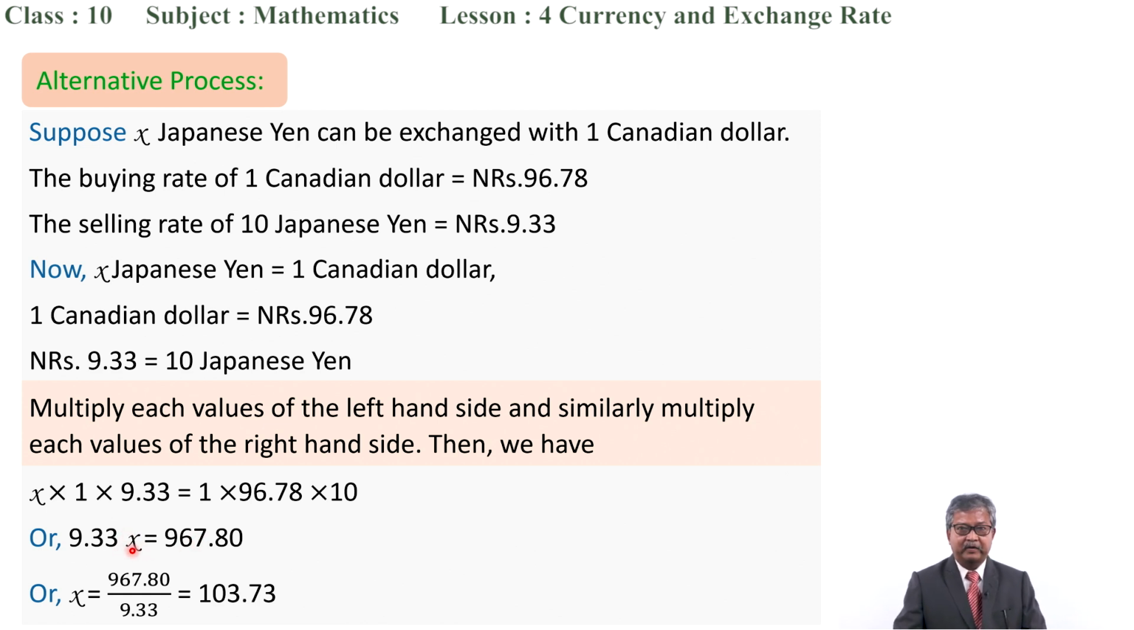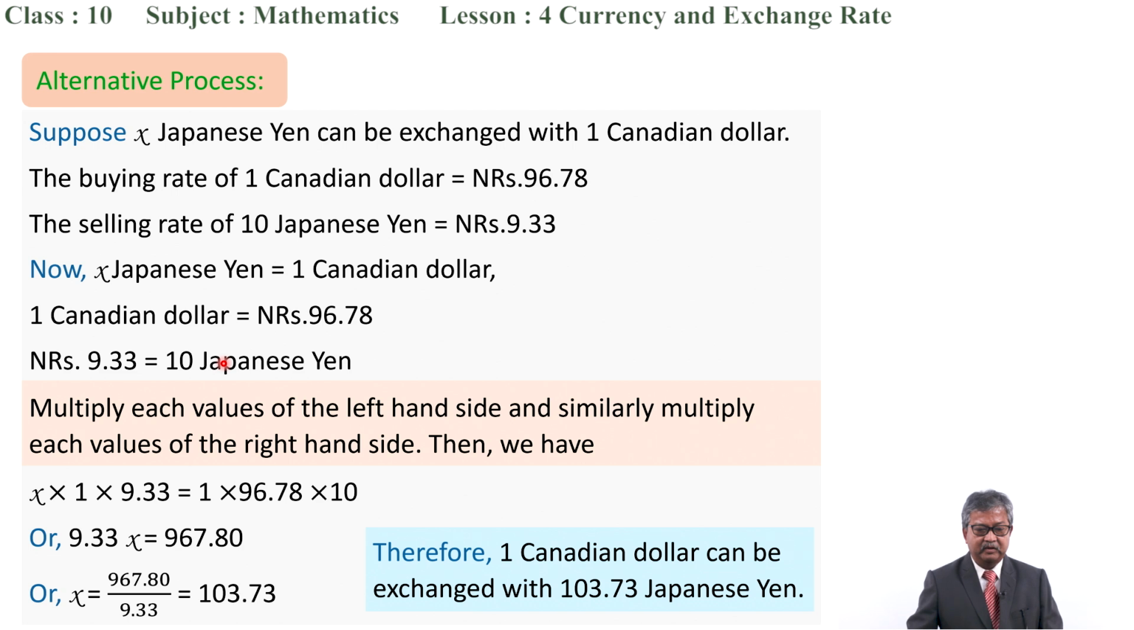Then this is one equation with one variable, that is x. We find the value of x by using the one variable equation. X is equal to 967.80 divided by 9.33. Then we got 103.73. So what is x? X means Japanese yen. It means 103.73 Japanese yen can be exchanged with 1 Canadian dollar. So therefore, 1 Canadian dollar can be exchanged with 103.73 Japanese yen.